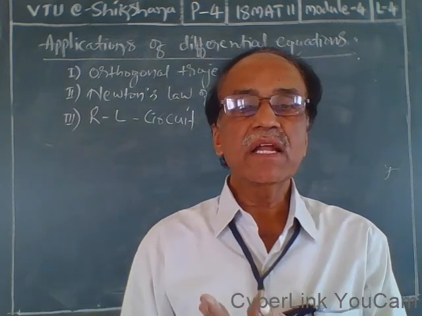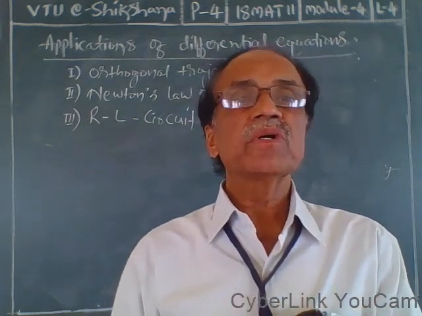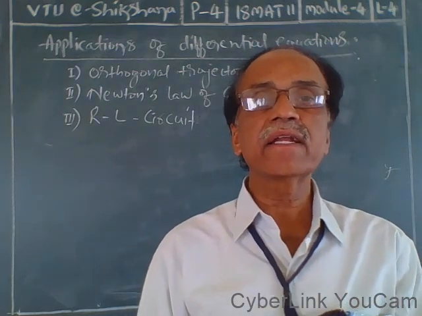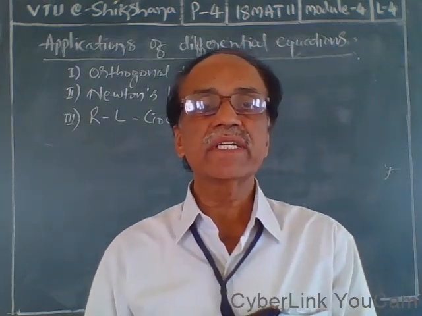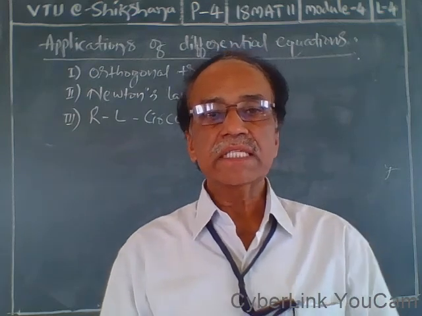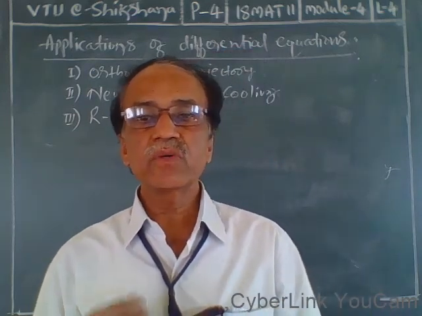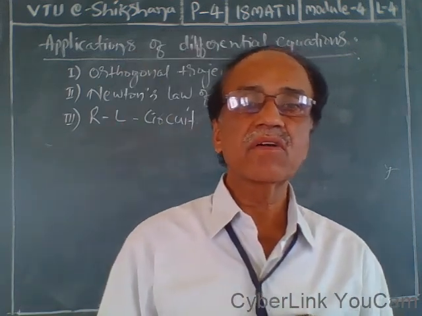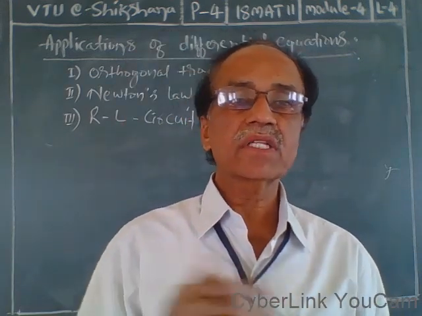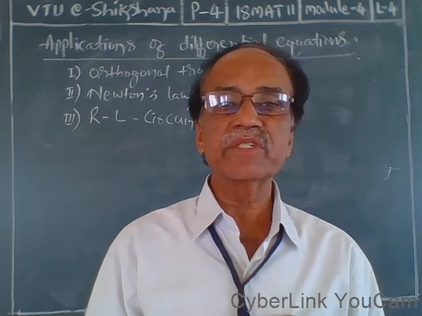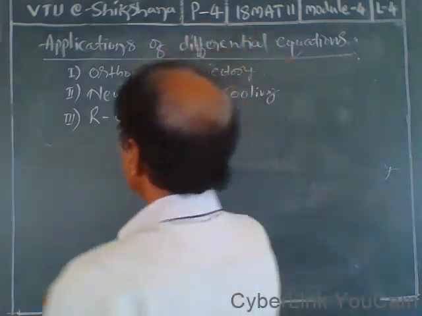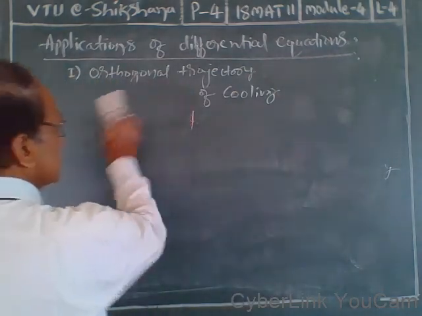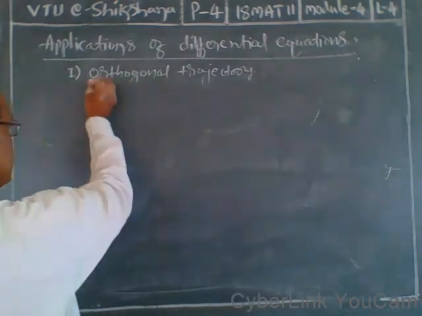What is orthogonal? Any two lines or any two graphs that intersect at an angle of 90 degrees, we call orthogonal. And trajectory means the curve which cuts another curve at some point, that is called cutting across. Orthogonal means 90 degrees and trajectory means cutting across. Therefore, I shall discuss this first and we will cover some problems on orthogonal trajectory.